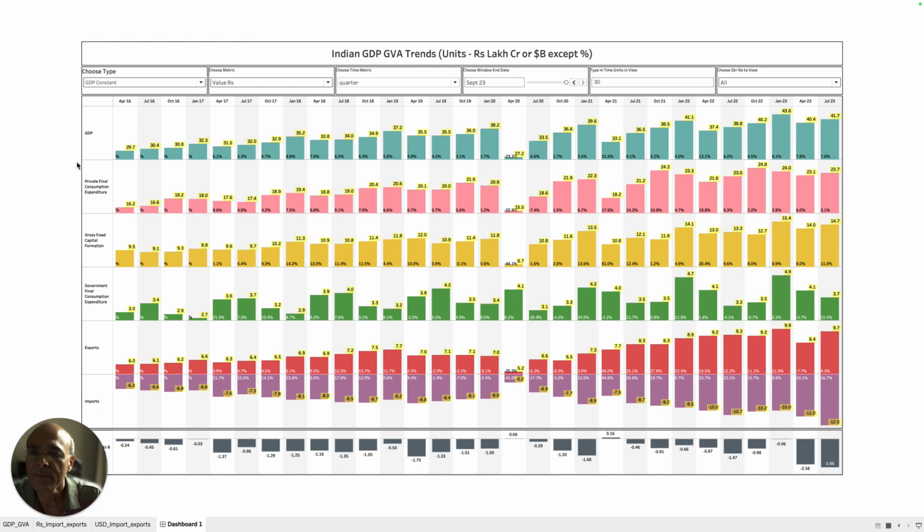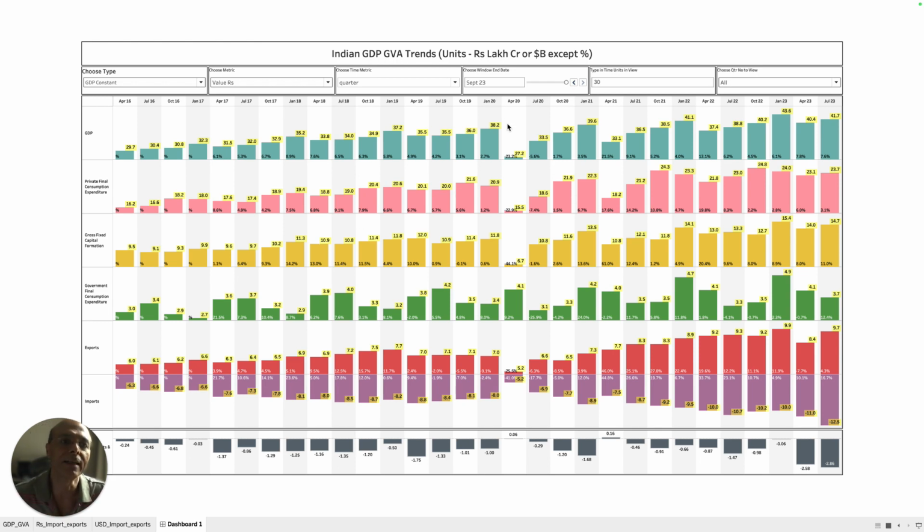Then we have 1, 2, 3, 4, 5 dimensions. There are 3 more dimensions which I have excluded from this chart because those are insignificant. So the first is private final consumption expenditure. Then we have gross fixed capital formation. Then we have government final consumption expenditure, exports and imports. Now after having explained how this chart looks and how the chart will function, let's go into the details.